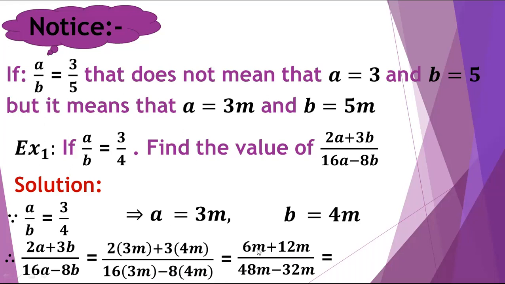6m plus 12m, like terms, we can add them. 6 plus 12 equals 18m. And 48m minus 32m equals 16m. Now we can cancel m with m, and 18 over 16 can be written in the simplest form as 9 over 8, if we divide by 2 up and down.